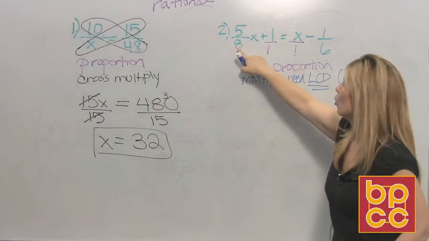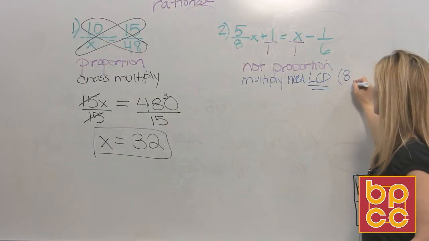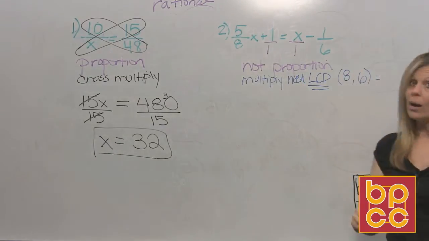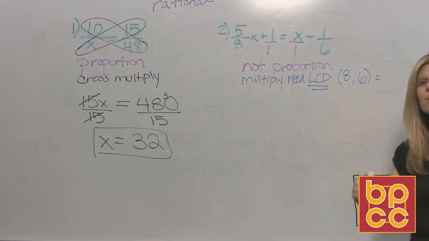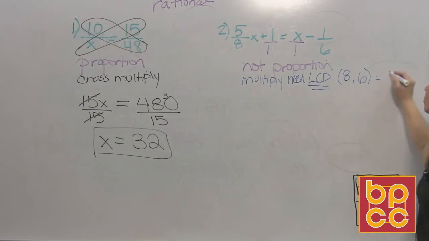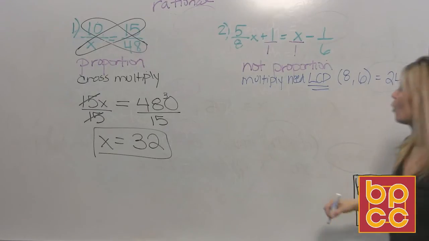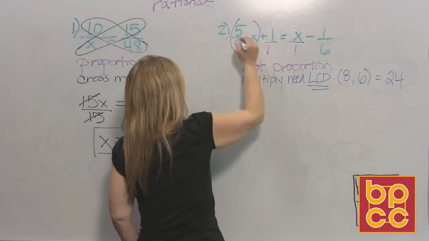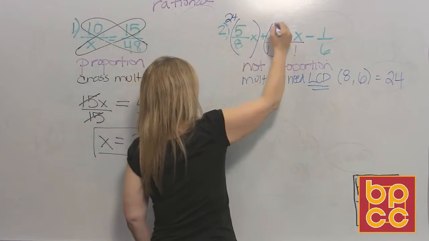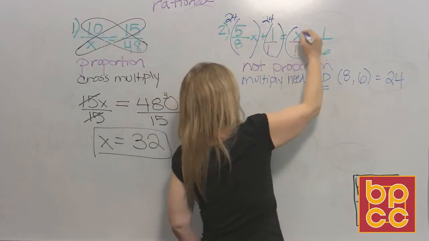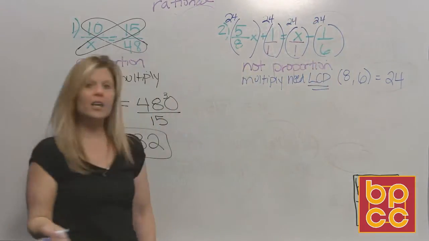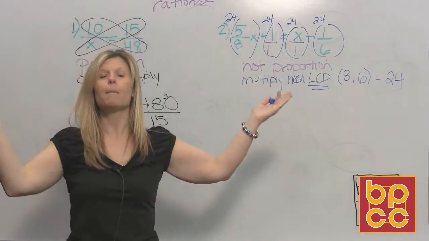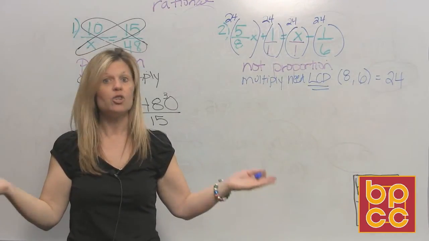So here we go. What's the least common denominator of 8 and 6? No, it's not 48. You don't multiply these. What's the smallest number they have in common on their times tables? It's 24. What you do with this 24 is you multiply it to all the terms: 1, 2, 3, 4. Why do you multiply it to everybody? To keep balance, just like making a recipe.